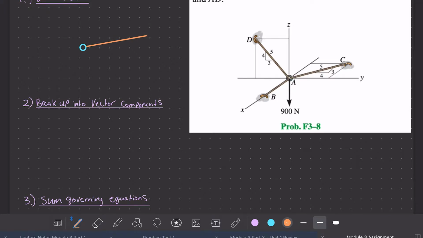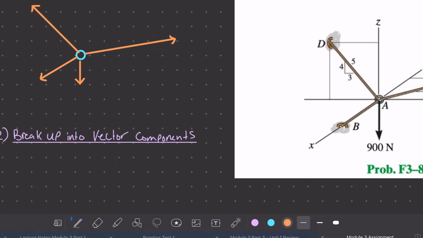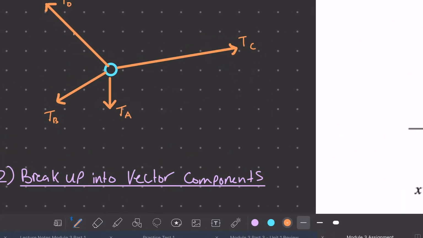This will be tension C. This will be tension A. This will be tension B. And this will be tension D. And I'll go ahead and label those along with the angles that are given. I won't include the angles for TC since those are in a different plane than the one we're using for this free body diagram.